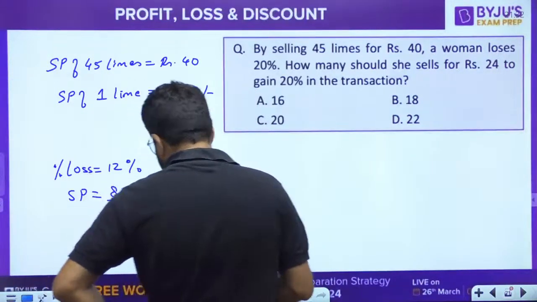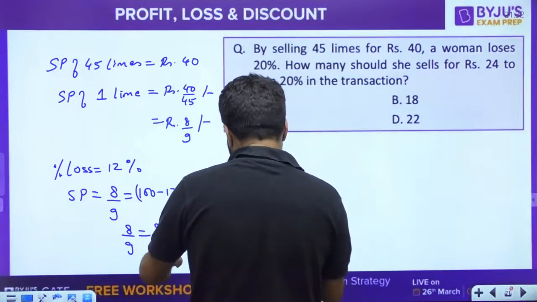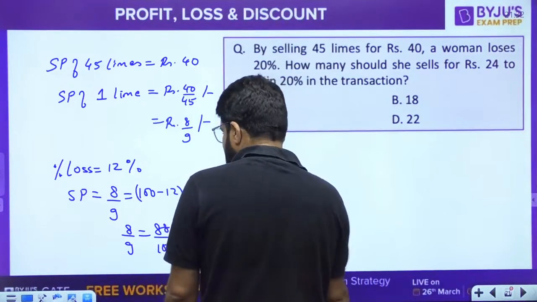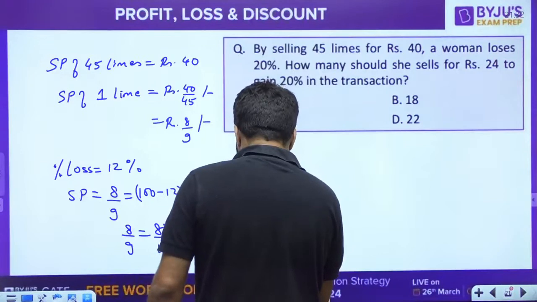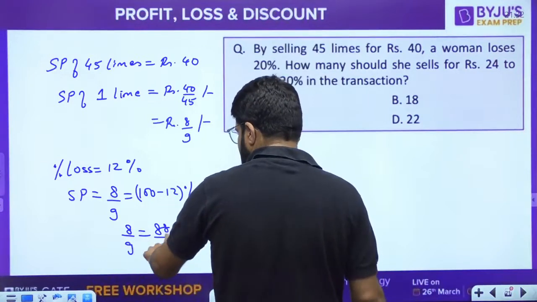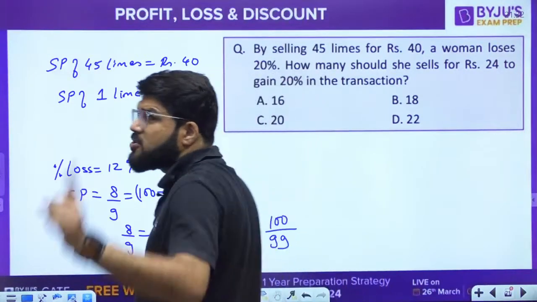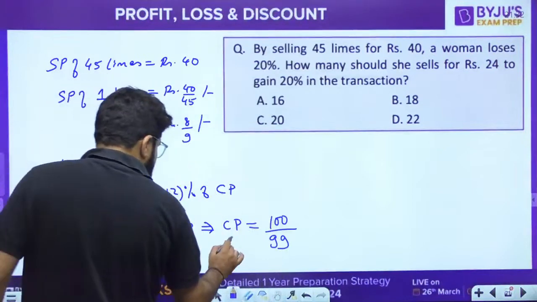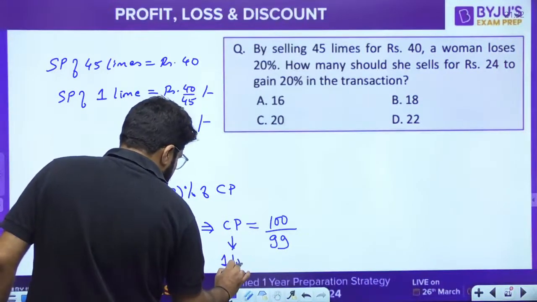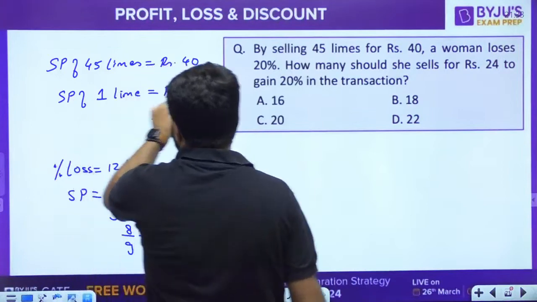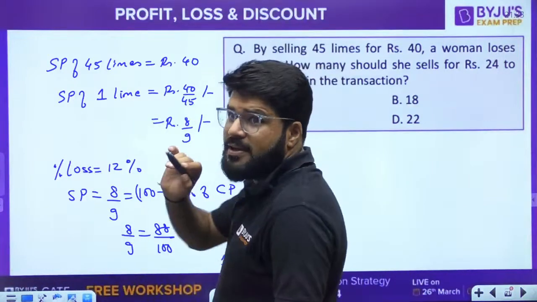That is equal to, this is cancelled as 11. So 100 is divided by 99. If I am correct, 11 nines are 99. This is the cost price of one lime, because the selling price, 8 by 9, is the selling price of one lime.